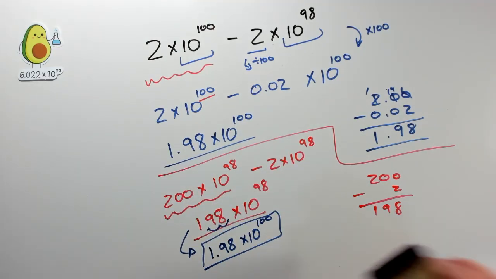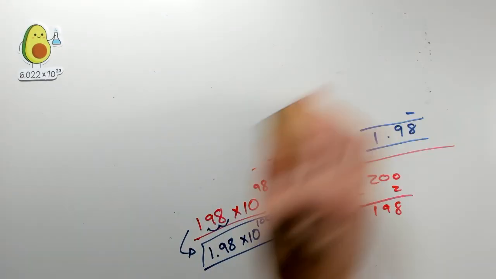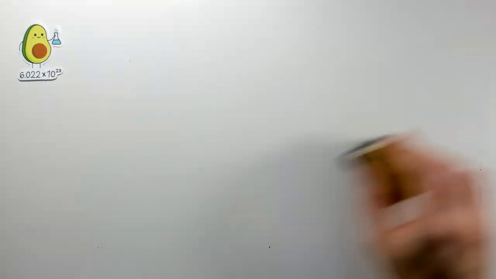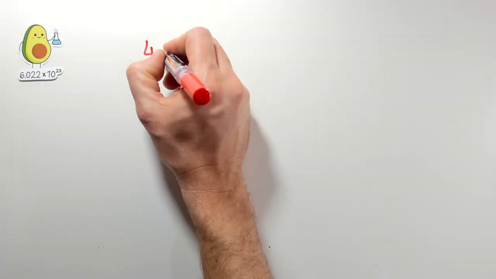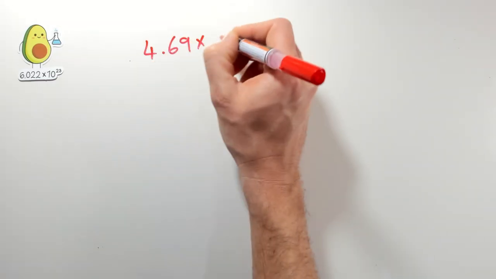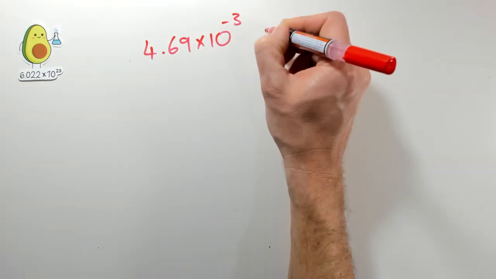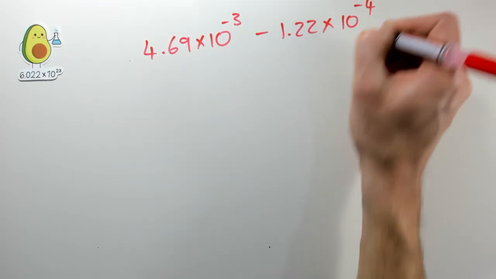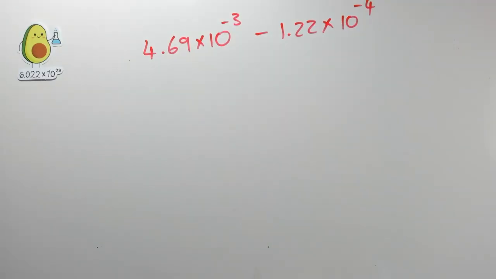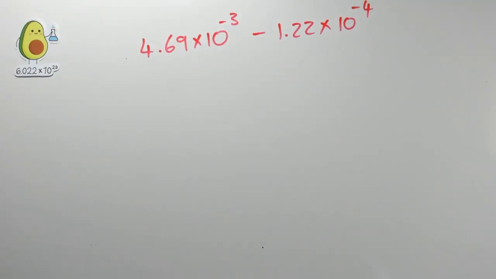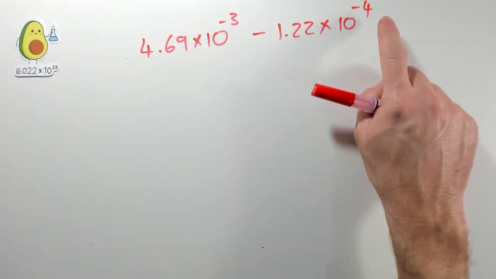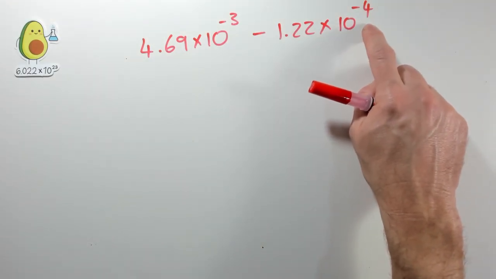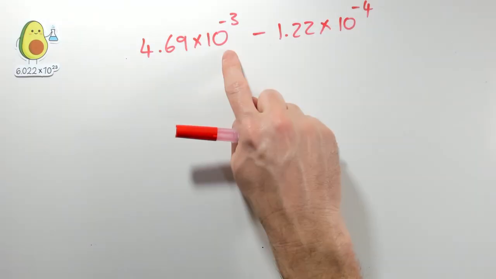Okay, let's take a look at another subtraction one, but instead of having positive indices, let's have some negative values in there just to make life a little bit more tricky. So let's take 4.69 times 10 to the power of negative 3 minus 1.22 times 10 to the power of negative 4. Now, just move this a little bit. There we go. Now you might think this is the bigger number because it looks bigger because there's a 4, but because we're dividing, this is actually the bigger number.